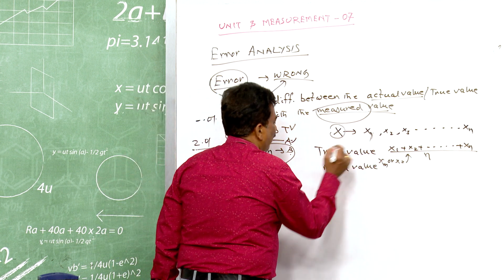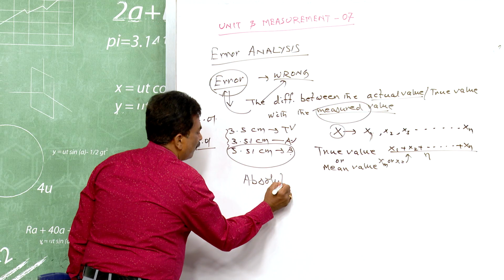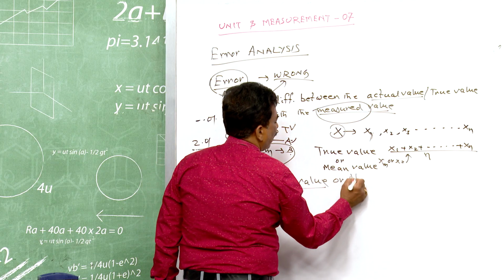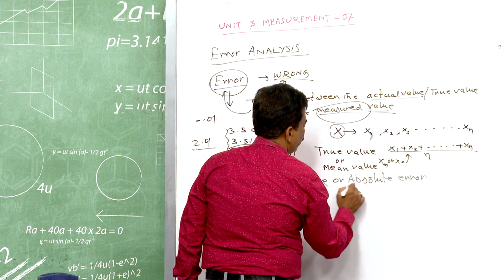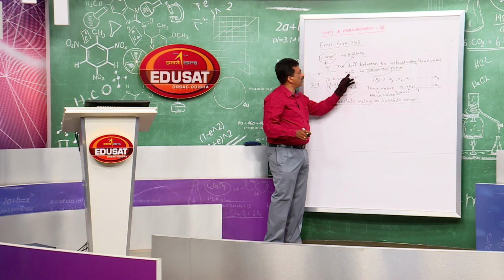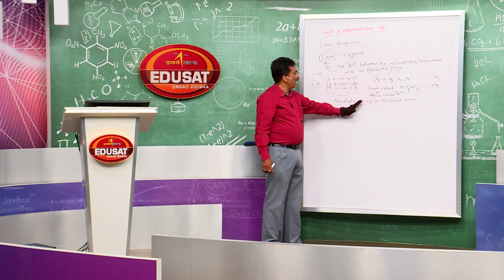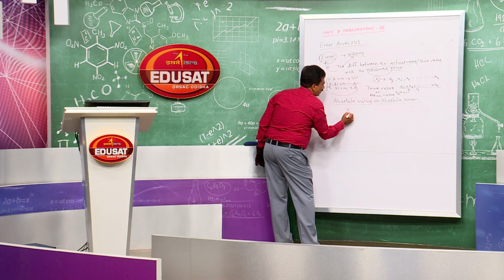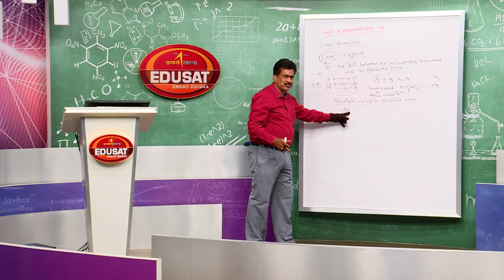So then you have to calculate the absolute value, or the absolute error. That absolute error is the difference between the actual value and the measured values. Means if you have the true value x, then the absolute error is some difference, that is equal to delta x.